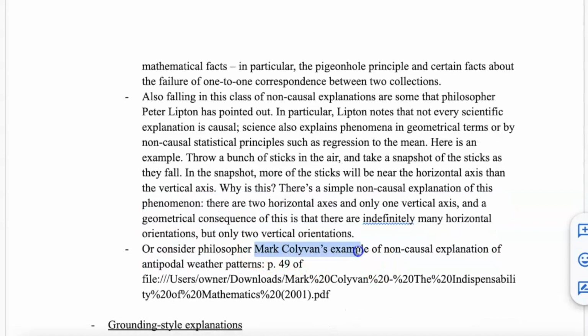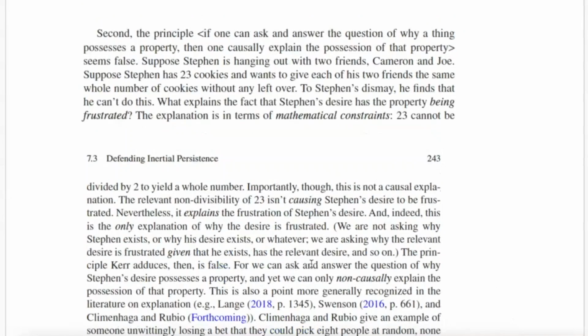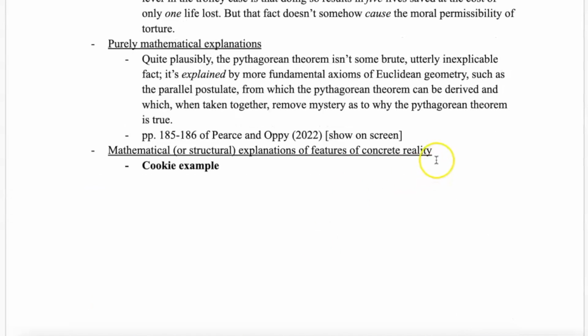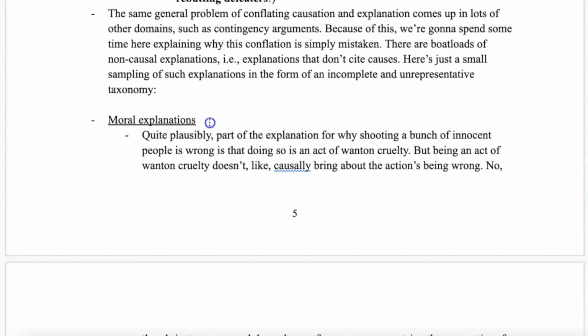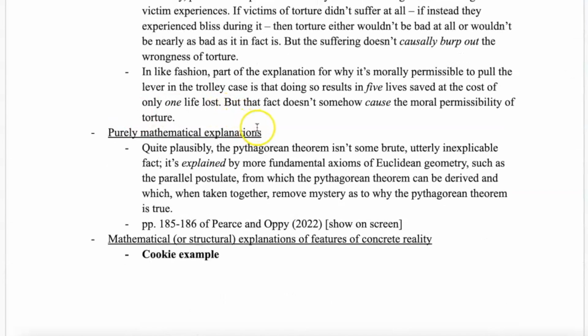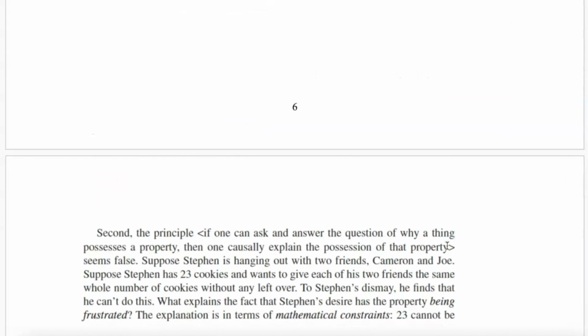Mark Colyvan also gives lots of examples of non-causal explanations of antipodal weather patterns in his book on the indispensability of mathematics, on page 49. We're not going to get into that here. But anyway, my point is just that this is yet another class of non-causal explanations, namely mathematical or structural explanations of features of concrete reality. Right, thus far, certain types of non-causal explanations that we've been going through are moral explanations, purely mathematical explanations, and mathematical or structural explanations of features of concrete reality.